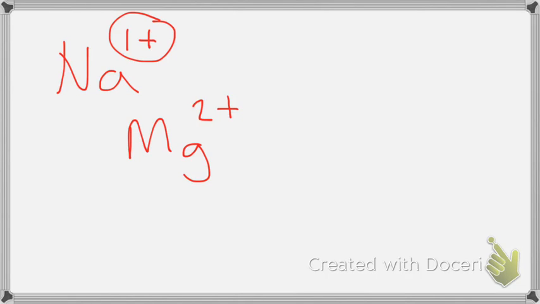Let's look at something like aluminum, Al. Aluminum has the ability as a metal to lose 3 electrons, creating a 3 positive charge. Again, the positive charge of 3 tells us 3 electrons have been lost. Therefore, we have 3 more protons than we do electrons. Okay? So those are cations.